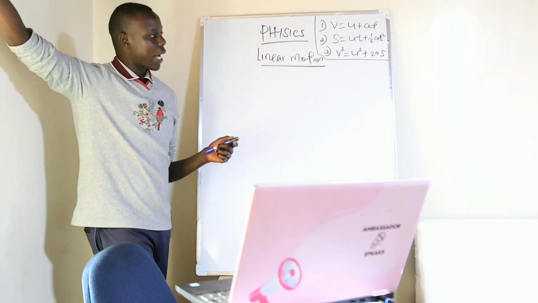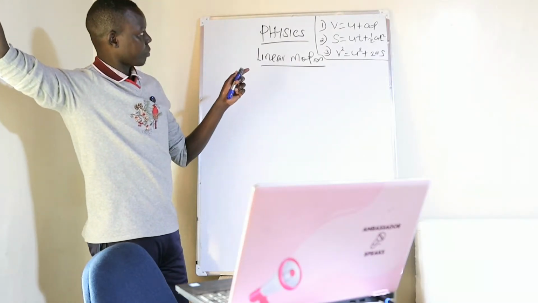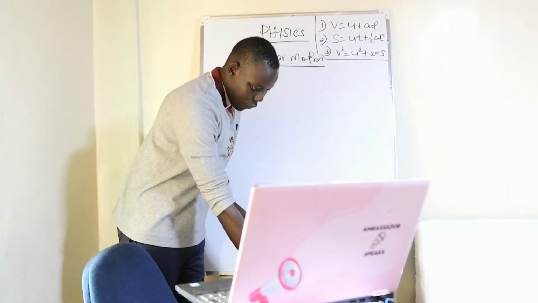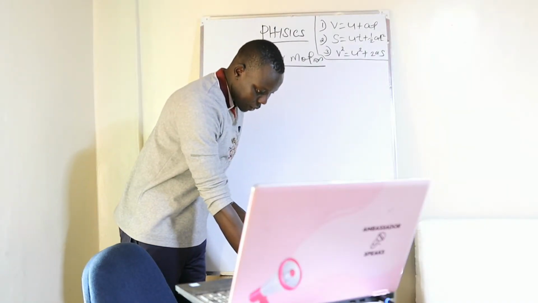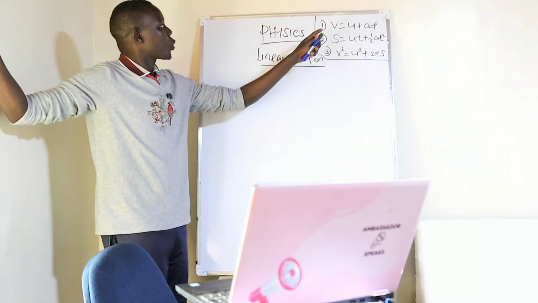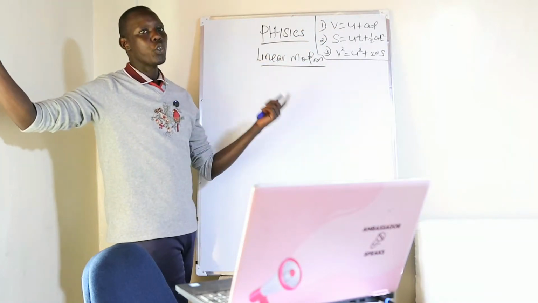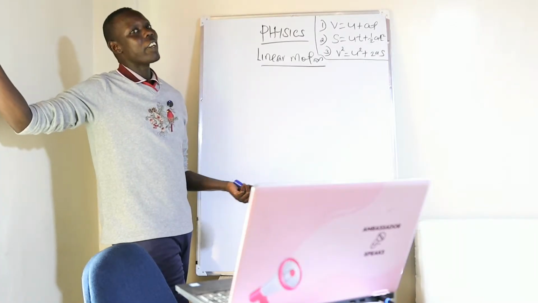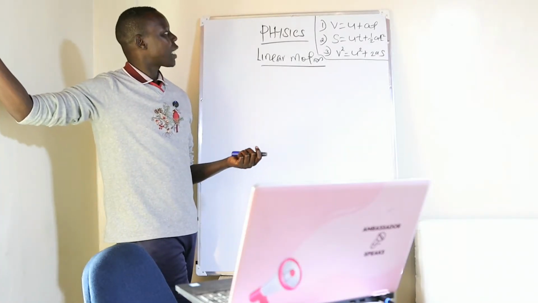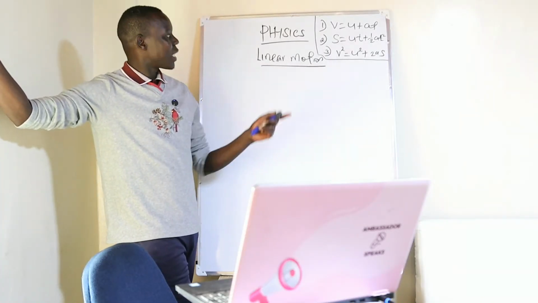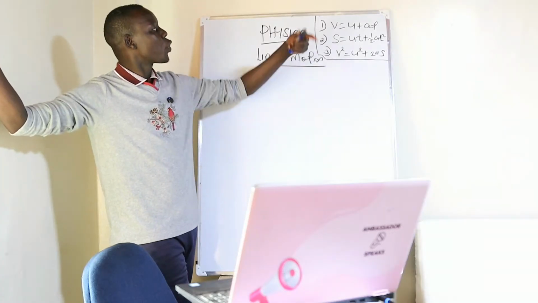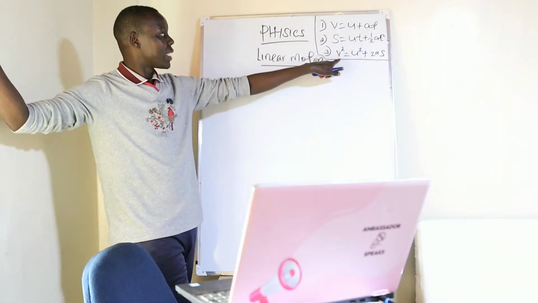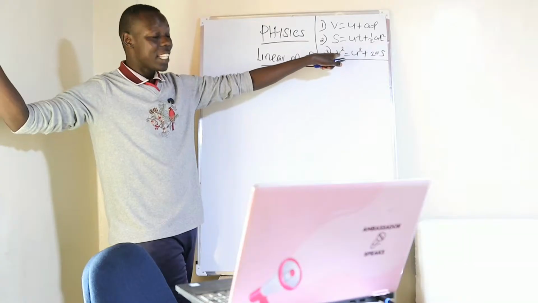So if you have been asked to calculate V, and you have U, you have A, and then you have T, then you can use the first equation. If you have been told to calculate V, and you don't have T, you have maybe S, A, and U, then you will not work with the first equation. You will work with the third equation.